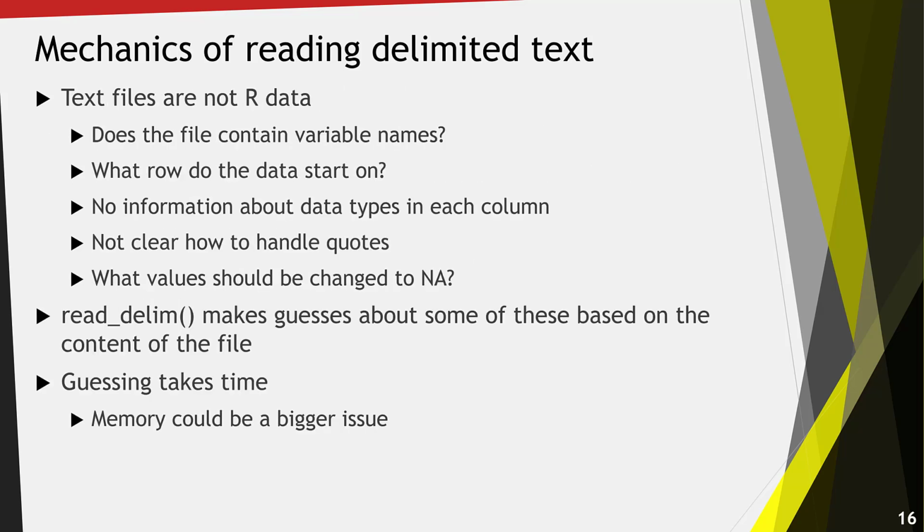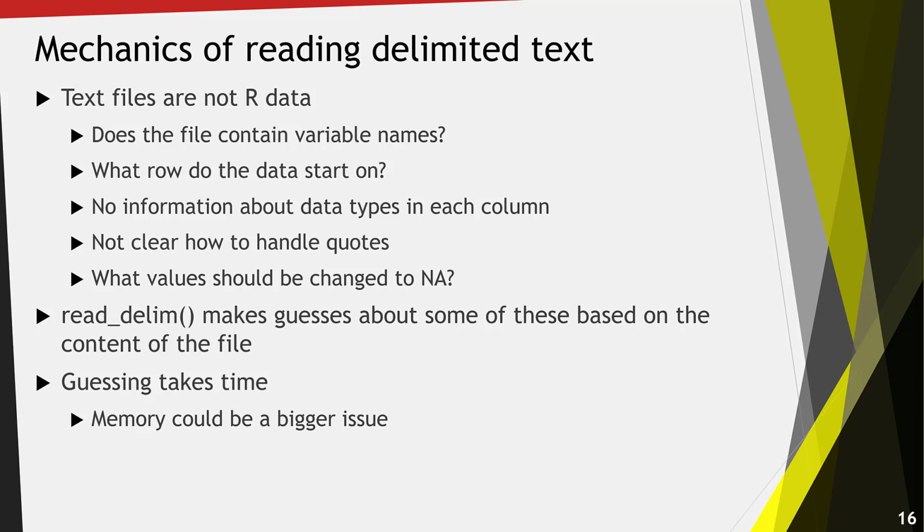It's also important to remember that text files are not R data. So when looking at your text file before loading it, you should be sure to note whether or not the text file actually contains variable names, and what row the data start on. Text files don't contain information about the data types in each column, so you may need to provide this information to R. Likewise, if there's quotation marks in your file, it's not always clear to R how to handle those quotation marks. Lastly, there's no standard for how missing values should be treated in text files. There are many different special ways of representing missing values depending on which software created the text file, so you might need to tell R which values need to be changed to NA.